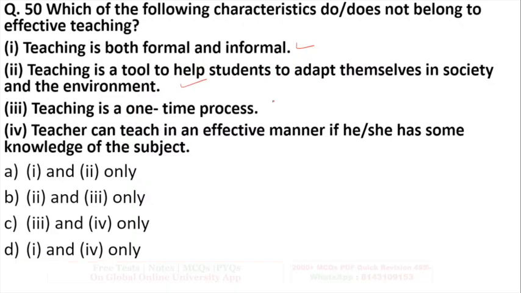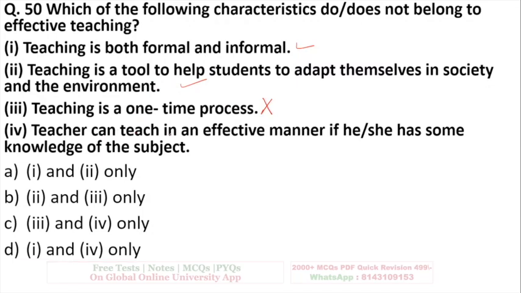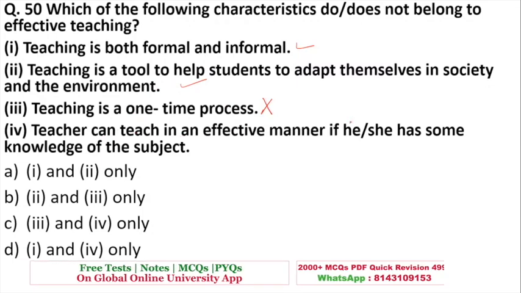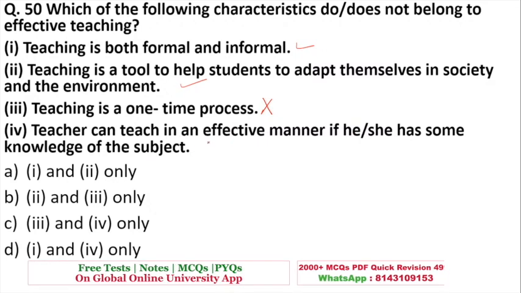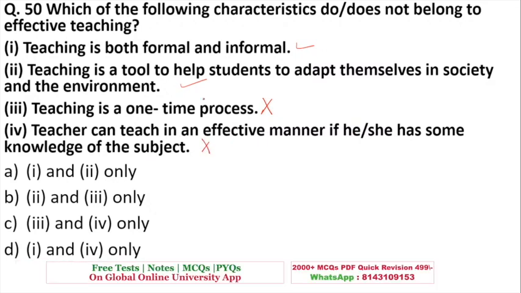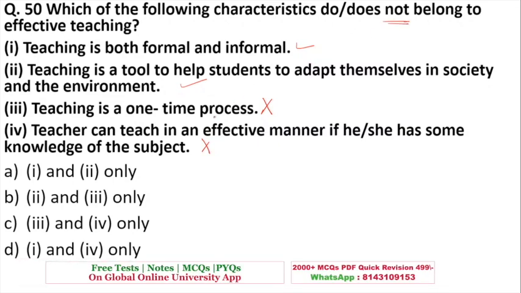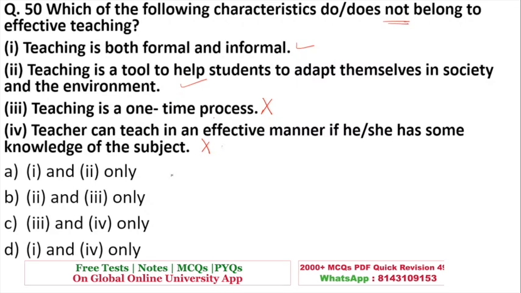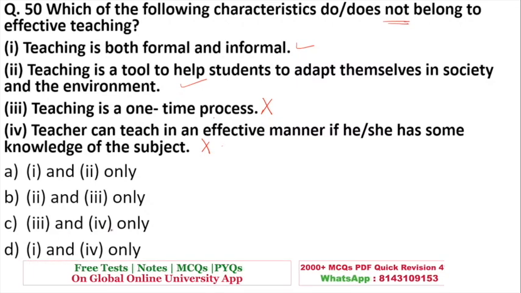Teaching is a one-time process. No, it is not a one-time process. Teacher can teach in an effective manner if she has some knowledge of the subject. No, this is also not a characteristic. Since the question asks which is not a characteristic, this is not a characteristic and this is not a characteristic. So your answer is 3 and 4, which is option C.